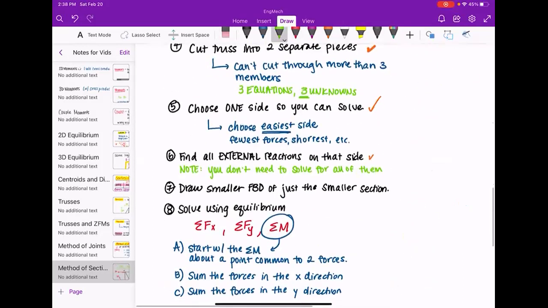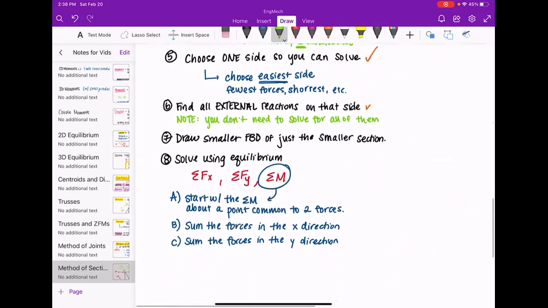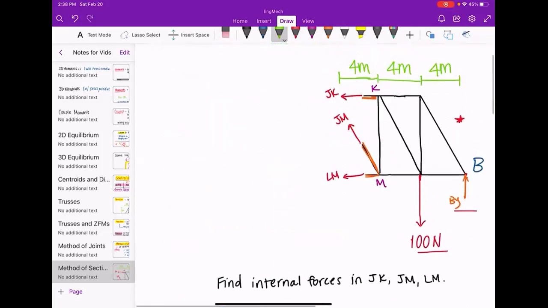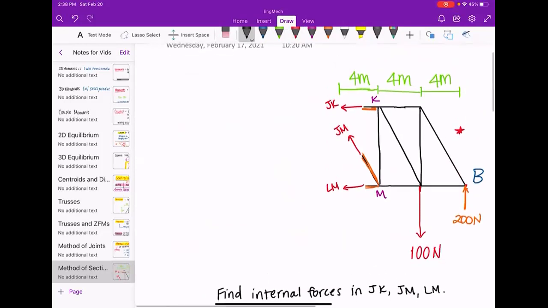Moving on, solve using equilibrium equations. So I know I have 3 unknowns. At this point, BY is a known, so I'm just going to say it's 200 newtons. So now BY is a value that we know. So I have 3 unknowns, 3 equilibrium equations to solve it. If I have to use all 3, I personally usually start with the moment equation because I can take the moment about a common point between these 2 and solve for the 3rd unknown one.